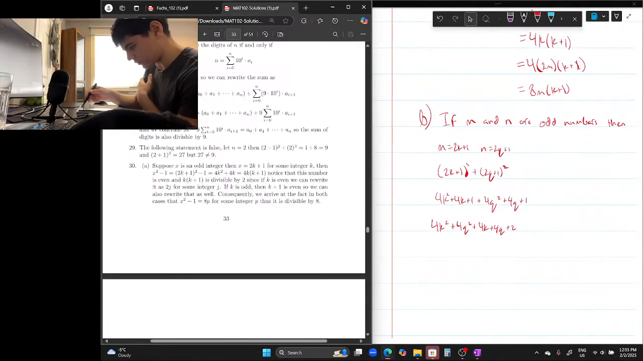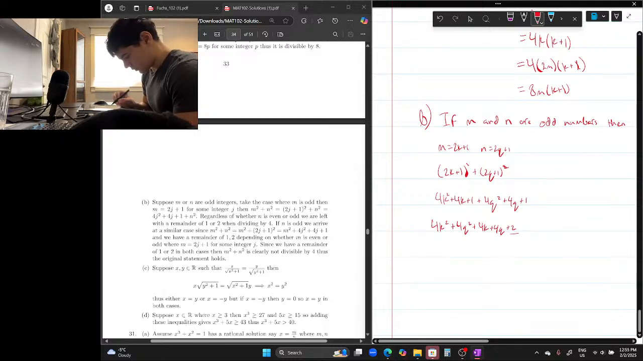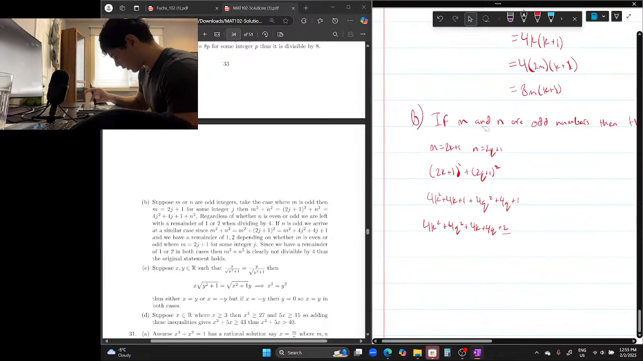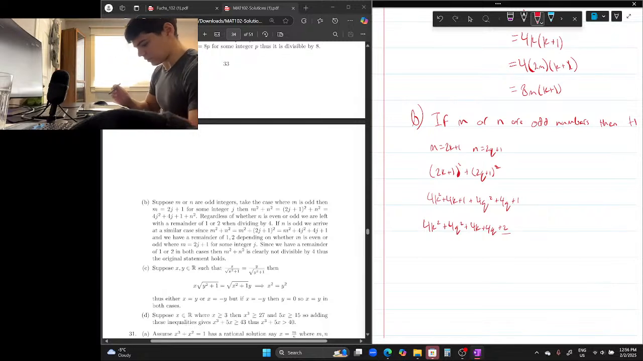And I guess that leads me to the entire proof. Regardless of which of m and n is even or odd, we get a remainder of 1 or 2 when dividing by 4. Oh, this would be or. Yeah, sorry, or. My bad. Apologies, everyone. Either way, you get a remainder of either 2 or 1, in both cases, and so the original statement holds.